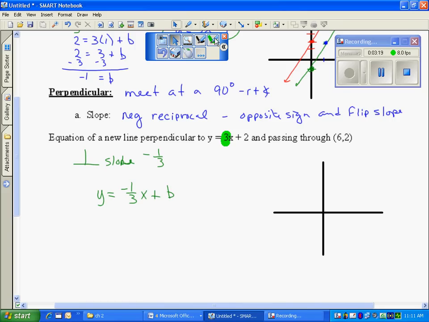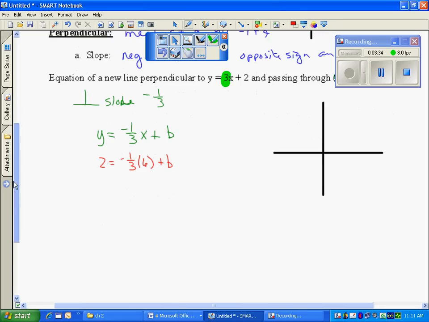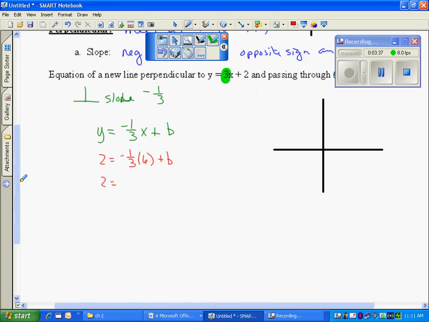But I'm not sure where it's got to have a y-intercept. I'm going to use the information (6, 2), which has to be a solution to my new line. Y is 2, x is 6. Solving for my y-intercept, -1/3 of 6 is -2. Moving the 2 to the other side to solve for b, looks like my y-intercept is 4. So my new line that is perpendicular to the initial has a slope of -1/3 and a y-intercept of 4.